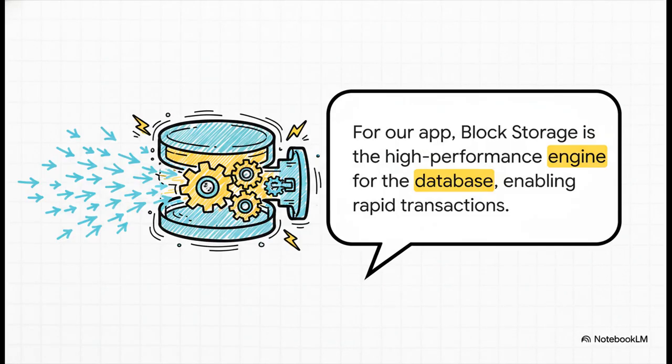Okay, so let's plug this back into our app. Where does our Sprinter fit in? It is the high-performance engine powering our database. See, a database is constantly doing thousands of tiny, rapid reads and writes every single second. That is exactly what block storage was born to do: provide that raw horsepower for intense transactional work.